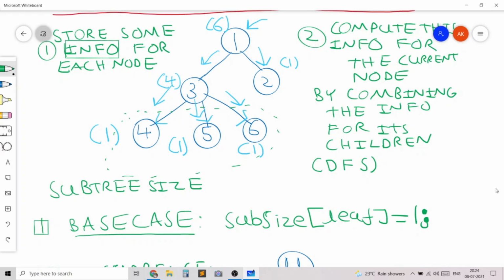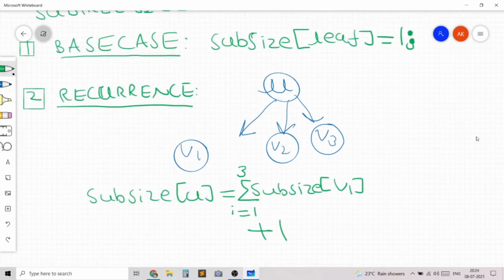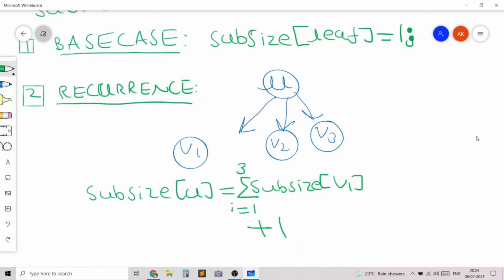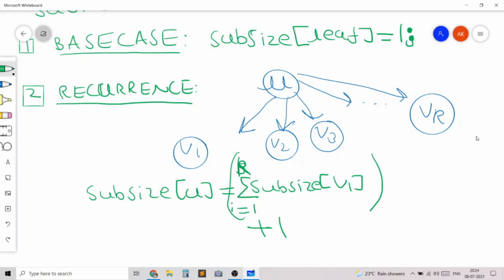So that's why we need to add the DP values for each of its children and add 1 to the result. So generalizing this further, we know that if you had k children, then we would just have to add the subtree sizes for these k children, and we would need to add 1.